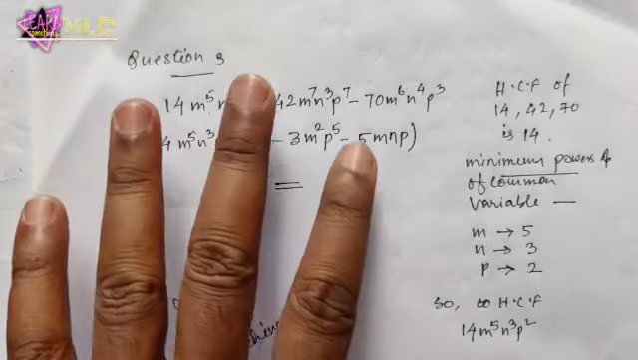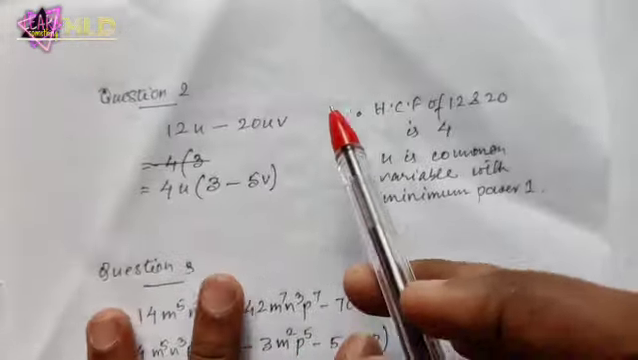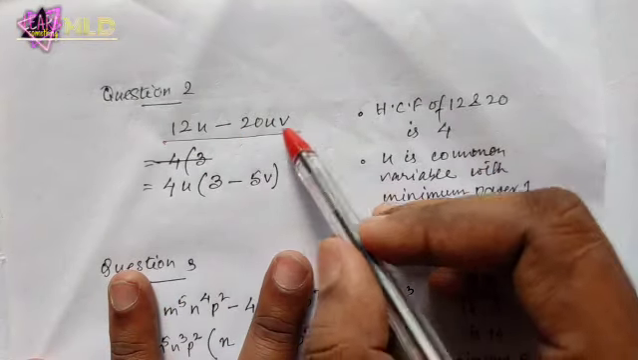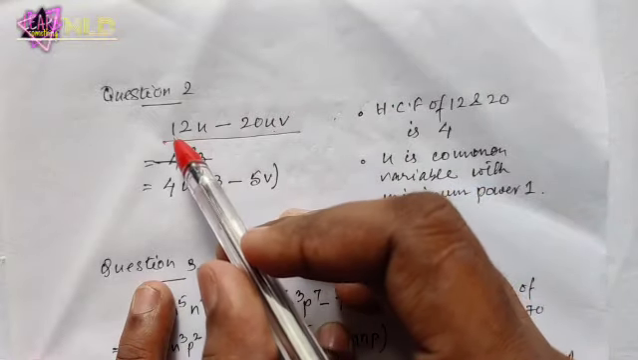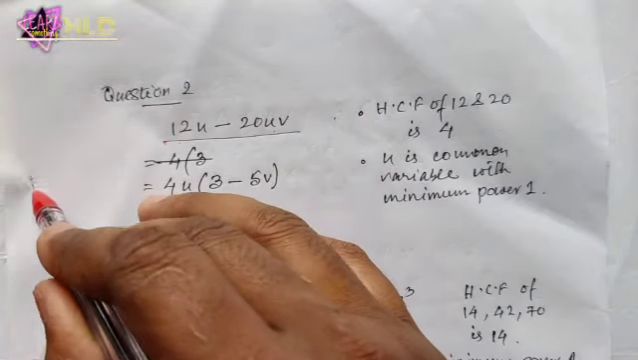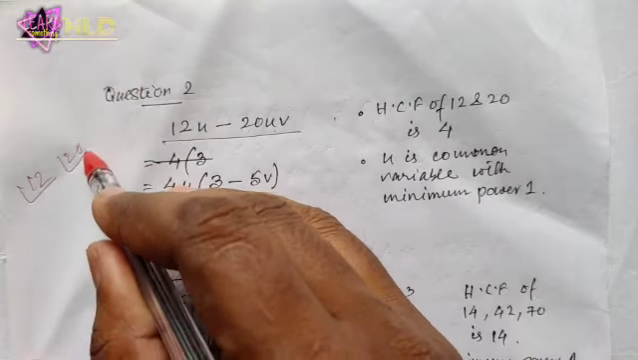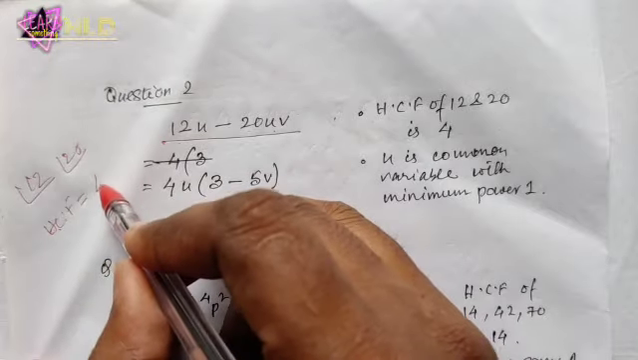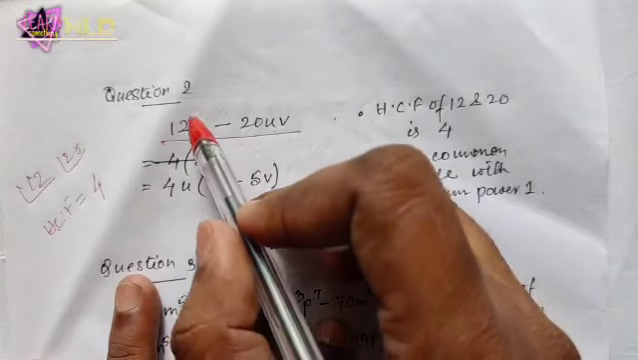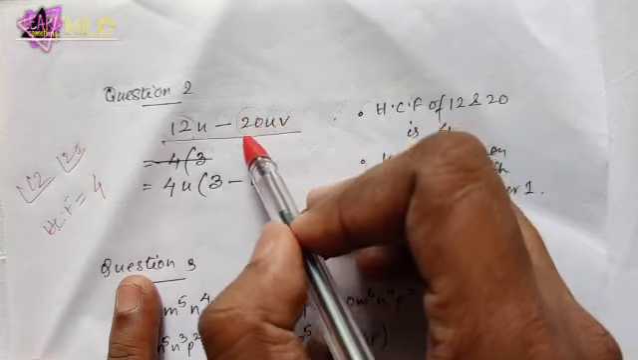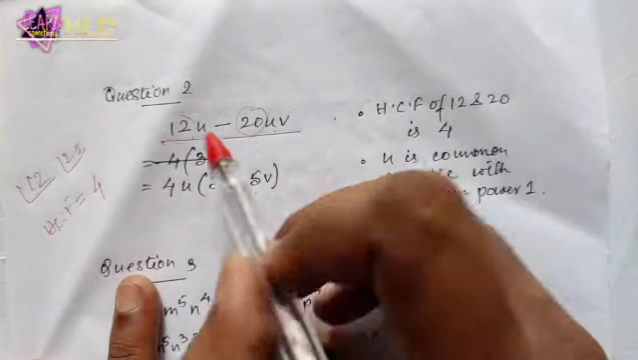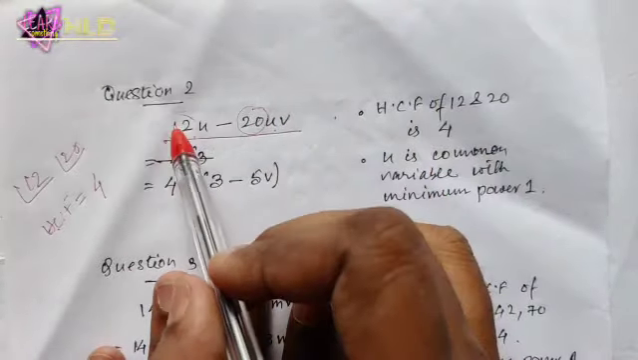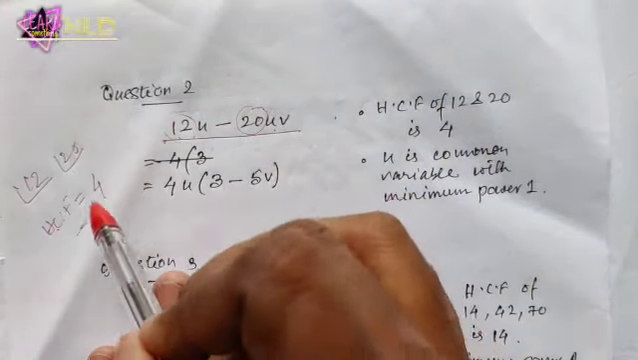Now next come to another question. That is this part: 12u minus 20uv. Here also first you see the numbers 12 and 20. If you take the HCF of 12 and 20, it will be 4, because 4 is the maximum number that will divide 12 and that will divide 20 also. We have to take the maximum number that will divide both numbers at the same time. Not one dividing and another not dividing, not in this way. You have to divide both at the same time, then that will be called HCF.